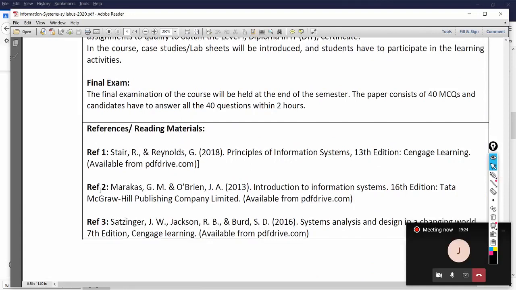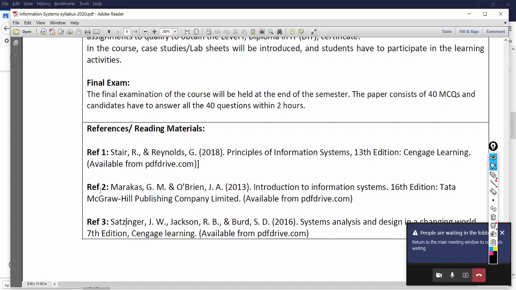Reference 1, reference 2 and reference 3. Since you are attending a class, it is not a must to read, but it's always good to read those reference books. And again, don't read those reference books like your school books. You had a set of books up to grade 10. Don't read these books like that. Just read them leisurely, when you have time. You can skip some topics. You have to just skim through it. Don't spend a lot of time.